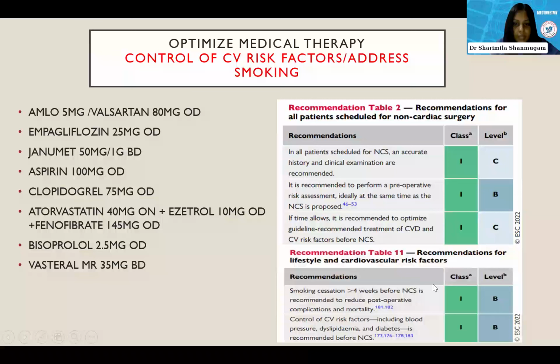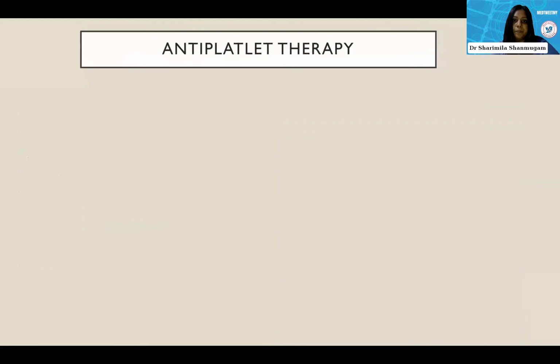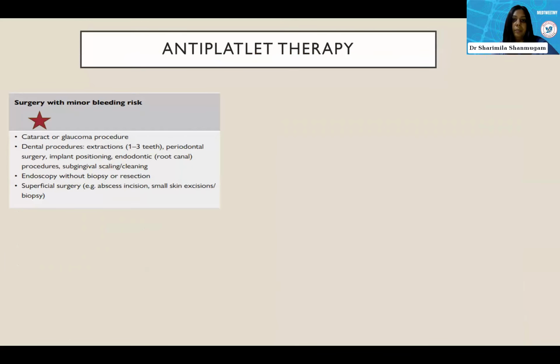So in terms of lifestyle, they also mention here again smoking cessation 4 weeks before the surgery, which is good, because if they go into depth, for those patients who are smoking and going for surgery, definitely the 30-day mortality risk is increased, and the complications as well. So what about antiplatelet therapy?